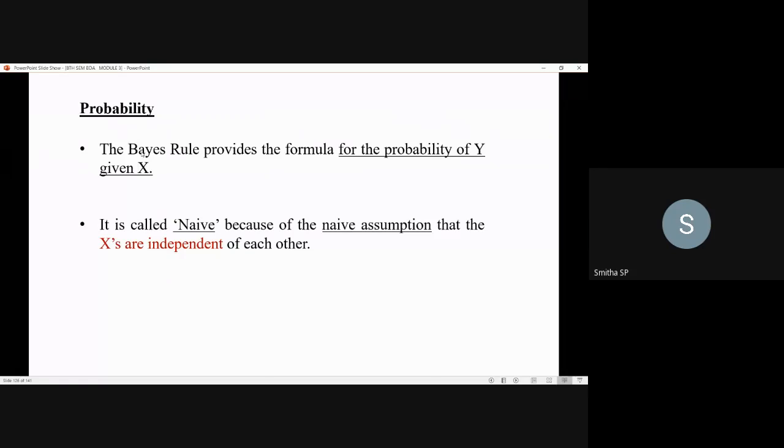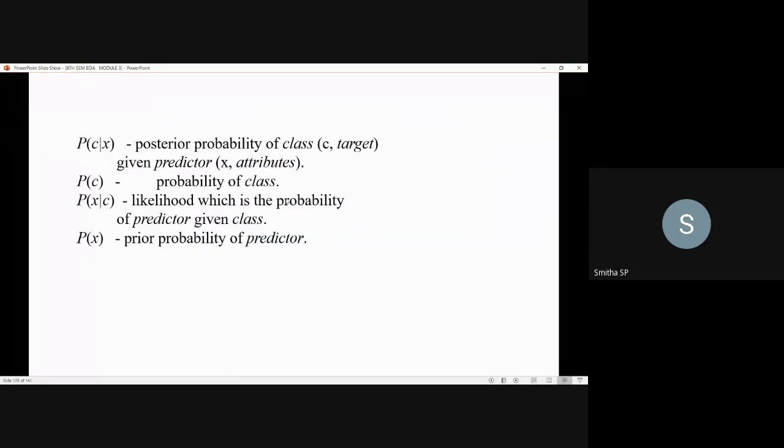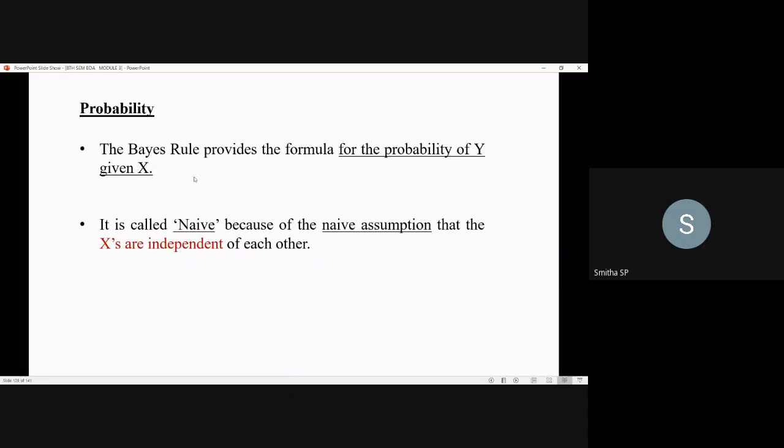Next, what is the probability? We discussed the posterior probability and then the prior probability. What is the use of it here? Here it is known as the Bayes rule. It provides the formula for the probability of y given x. But in real world problems, you typically have multiple x variables. When you go for computation or prediction of something, you have to compute this probability, right?